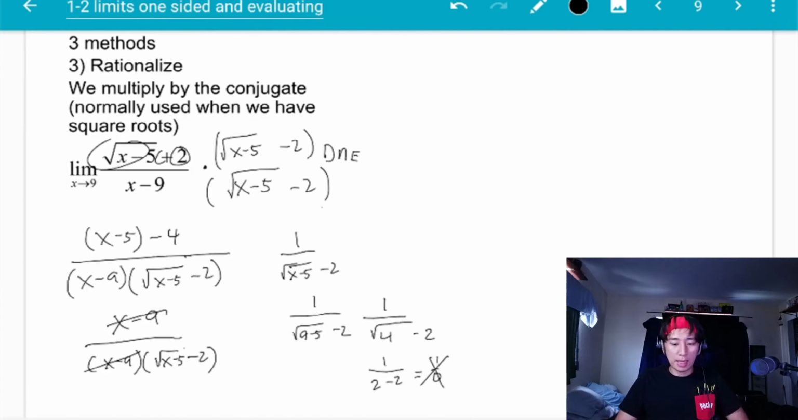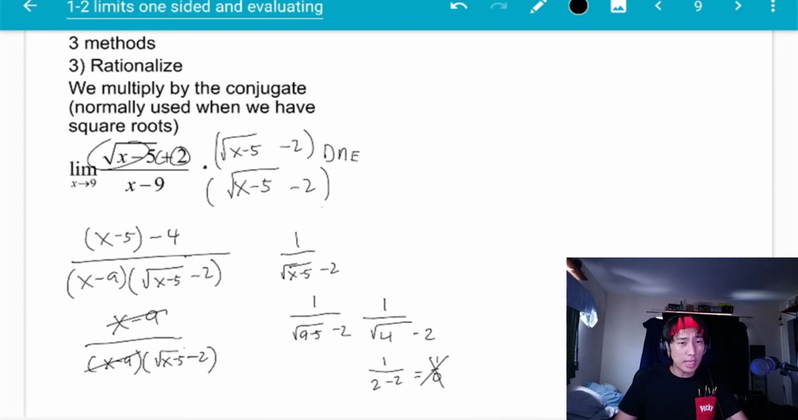So those are your 3 basic methods. Any questions on this? Again, this is just the algebraic way of doing it. You can always graph it out. You can take any of these and plug it into a graphing tool like Desmos, and there will be a gigantic hole at x equals 9, but you can see where it's heading. So at least you have a general idea.